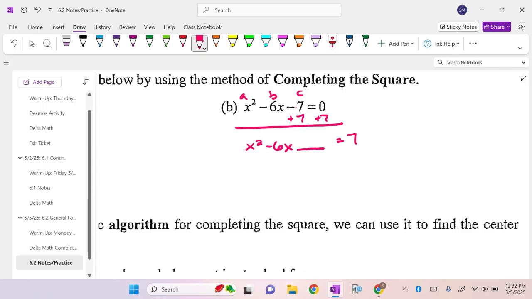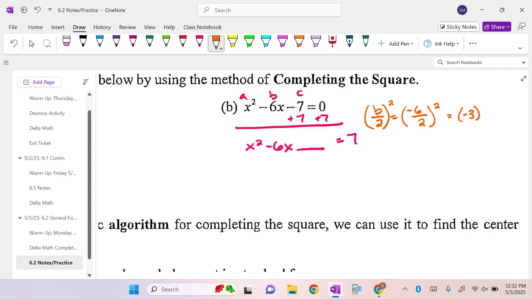Now, what do I need to do to fill in this space? How can I complete that square? Negative 6 divided by 2, all squared. In other words, we're doing b over 2, all squared. So what's negative 6 divided by 2?